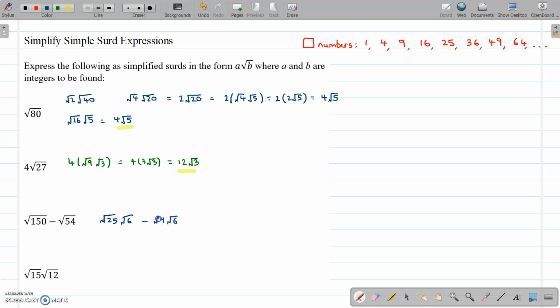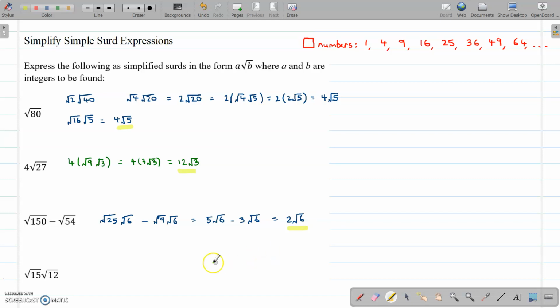And now we have two surd expressions, or terms rather, which contain the root of a square number. So the root 25 is 5, so this is equal to 5 root 6. And this bit here is equal to 3 root 6. So it's 5 root 6 minus 3 root 6. Well, 5 root 6 minus 3 root 6 is 2 root 6. And that would be the answer in the form A root B.